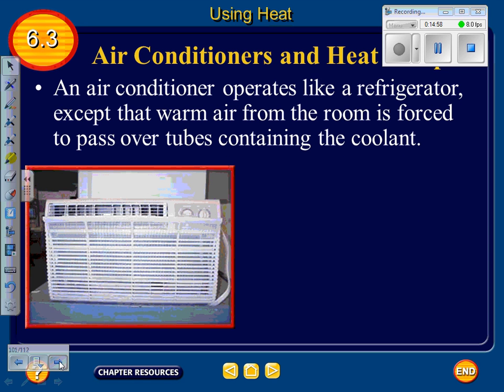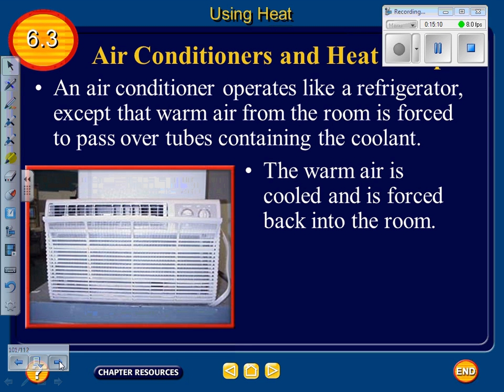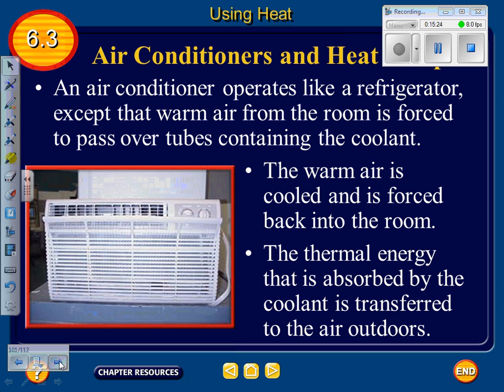An air conditioner operates much like a refrigerator, except that warm air from the room is forced to pass over tubes containing the coolant. The warm air is cooled and then forced back into the room. If you've ever stood on the outside of an air conditioner, you'll notice that it's probably warmer than the front side of an air conditioner. Thermal energy that is absorbed by the coolant is transferred to the air outdoors.